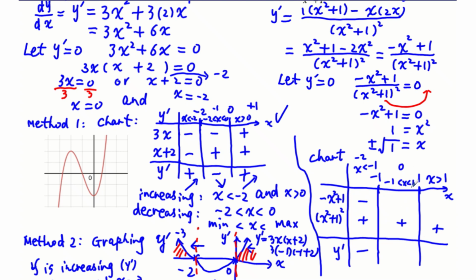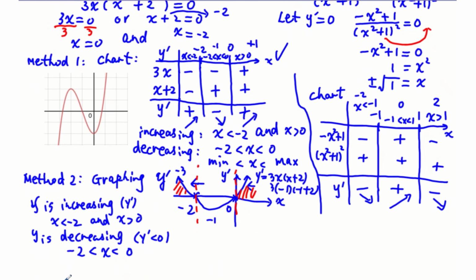So here we pick the number 0. Negative 0 squared is gone, so we only have positive 1, which is positive. Positive divided by positive gives you positive. For x greater than 1, we pick 2. Substituting 2 into negative x squared gives you negative 4, plus 1 is negative. So the division is negative. If negative, it means the slope is negative. From left to right, it goes down. It's decreasing. Positive means from left to right it goes up. The slope is positive, so the graph is increasing.